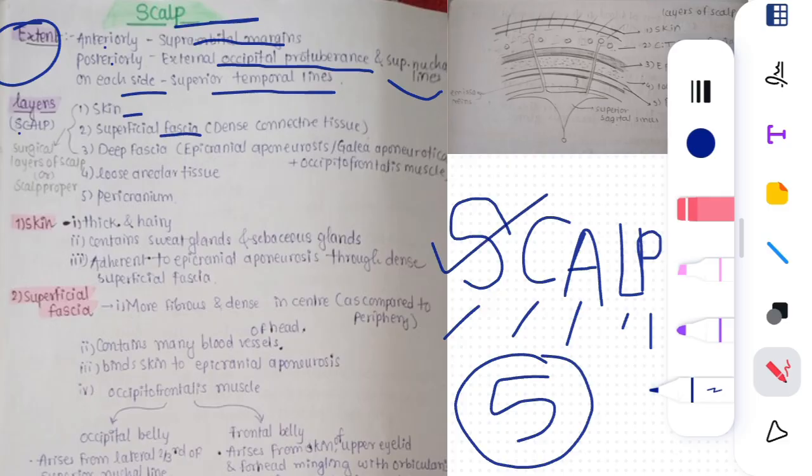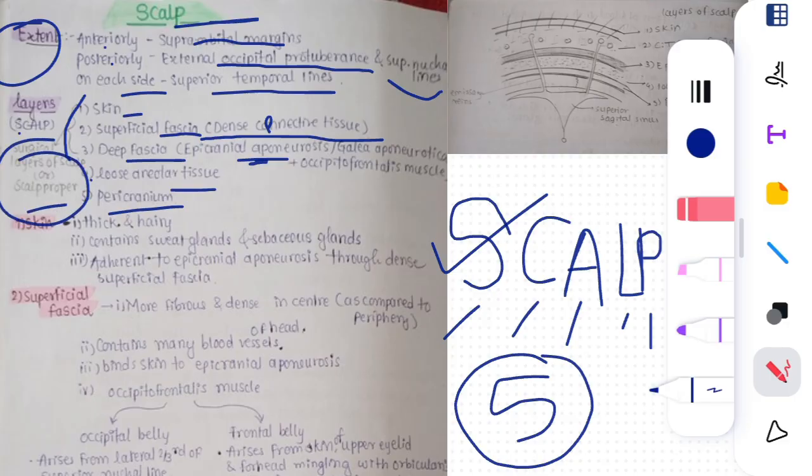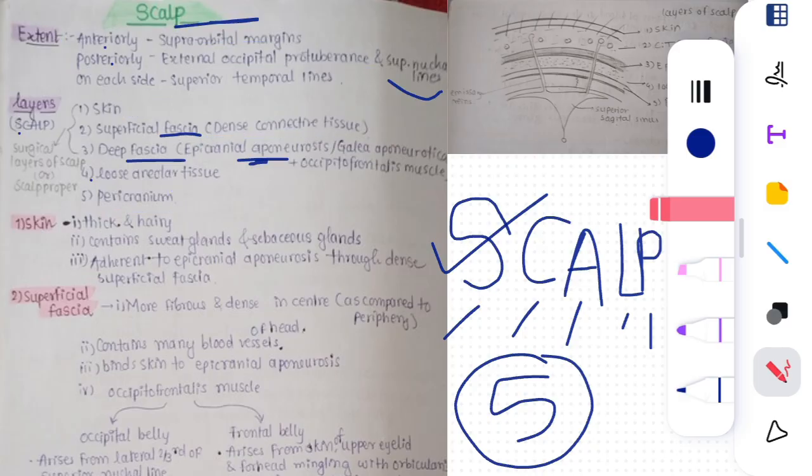This is the mnemonic. Skin, superficial fascia, dense connective tissue, C for connective tissue. Then a deep fascia, epicranial aponeurosis, A for aponeurosis. Fourth one is loose areolar tissue. Fifth one is pericranium. These upper three layers are the surgical layers of scalp, or it's called the scalp proper. Let's see one by one.